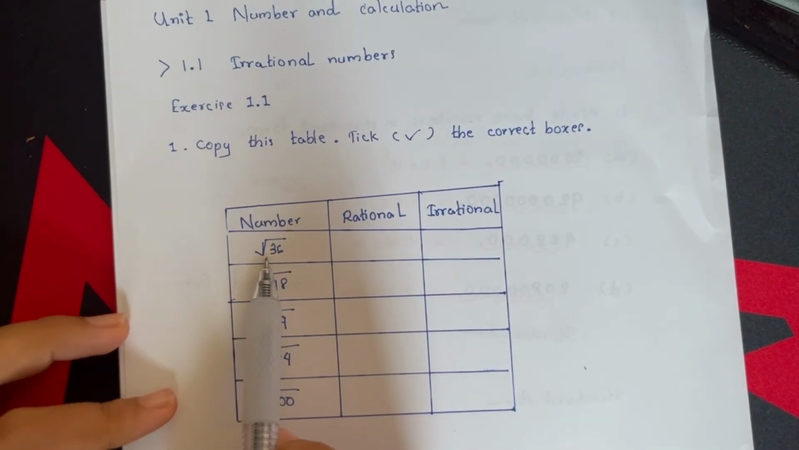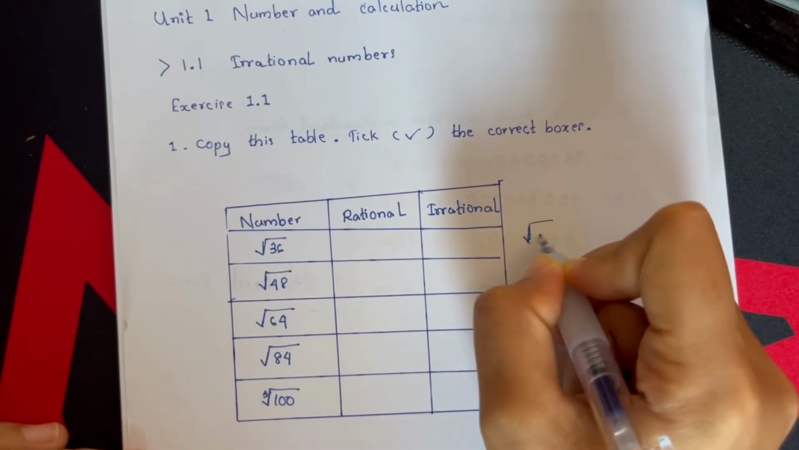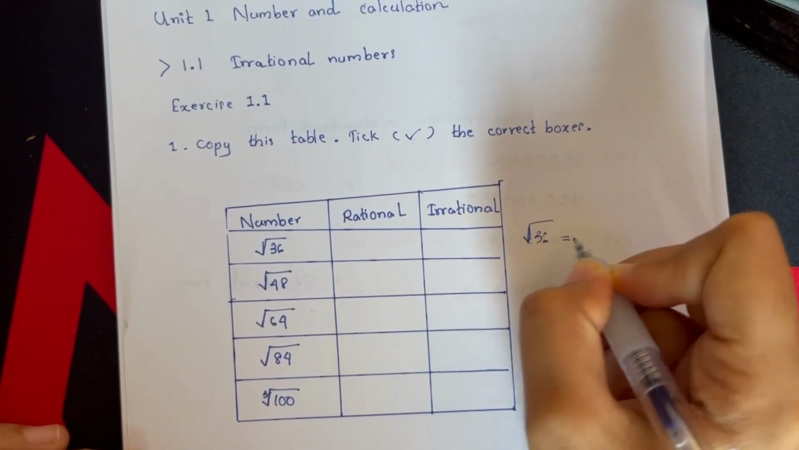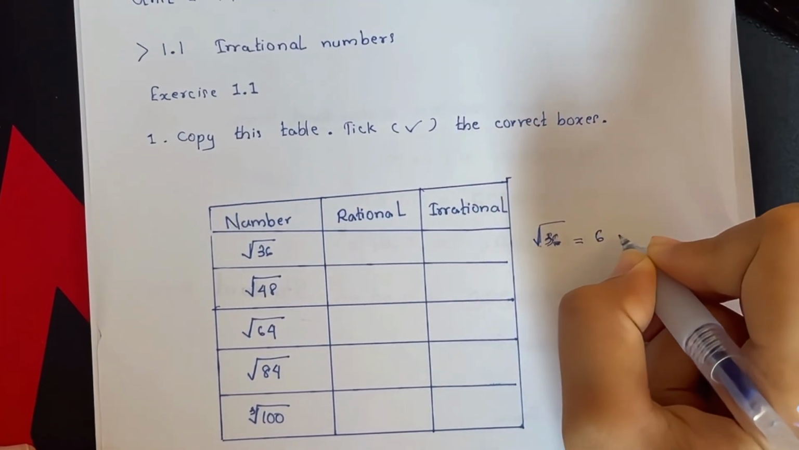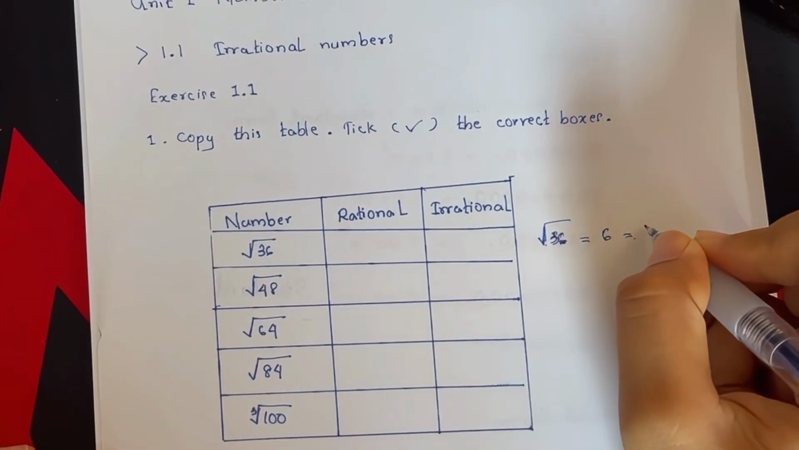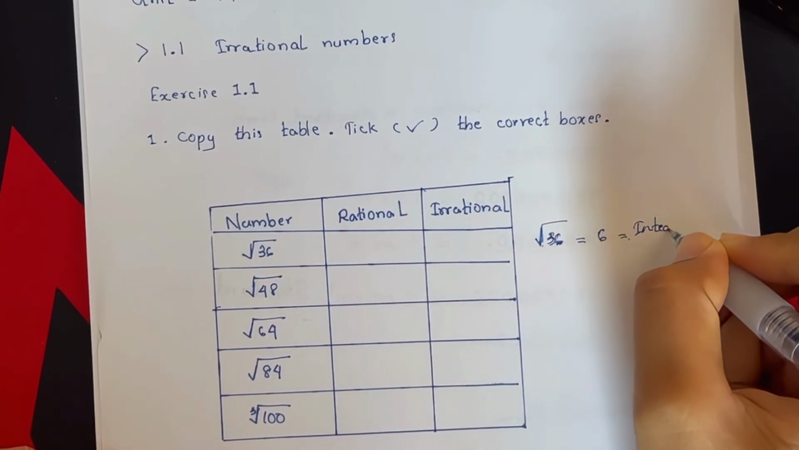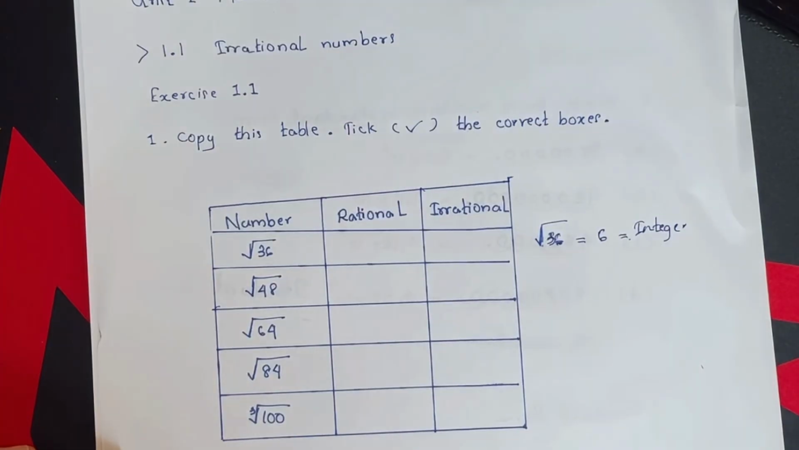So, first, root 36. Root 36 is equal to 6. 6 is an integer, so that's why it is rational.